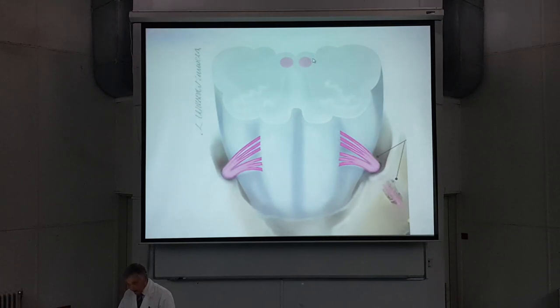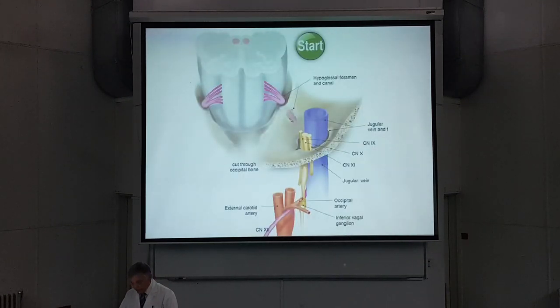Lower part of the medulla, the olive, and the pyramidal system, and here is the nucleus of the hypoglossal. Hypoglossal nerve is a pure motor, and fibers start in this motor nucleus between the olive and the pyramid, and the fibers as few rootlets come out and enter the hypoglossal canal.